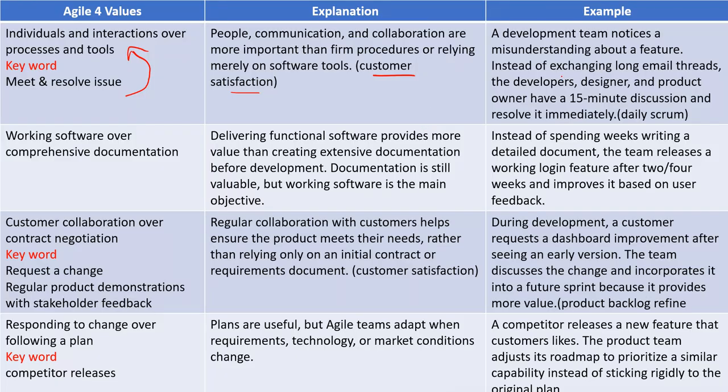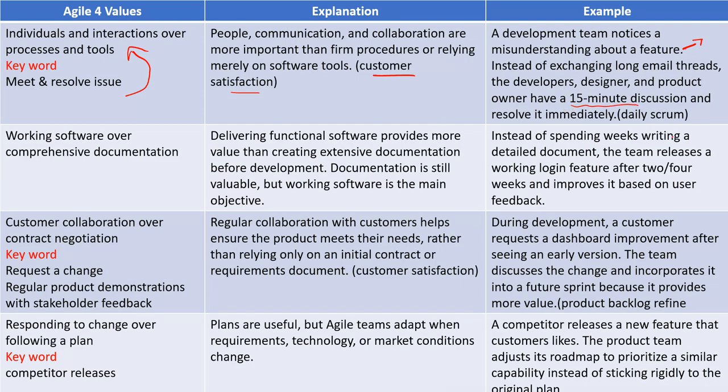So what is the example? Sometimes it happens that a development team notices a misunderstanding about a feature. Suppose there is one feature they have to add in their software, but they are unsure. The different team members have different opinions. So instead of exchanging long email threads, the developers, designer and product owner have a 15-minute discussion and resolve it immediately. That 15-minute discussion is known as the daily scrum.